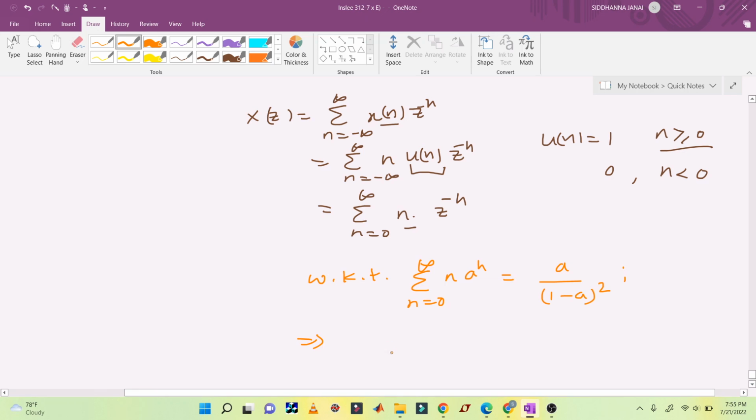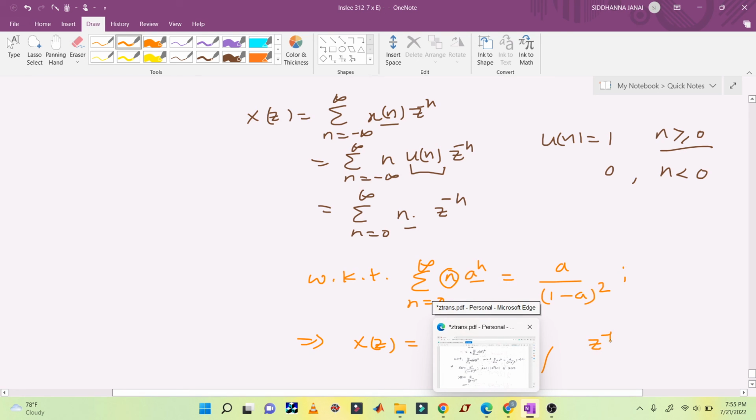That means we have X of z is equal to, this n will leave out only a, right? a to the power n. Here z to the power minus 1. That's why z inverse divided by 1 minus z inverse, whole square. This is X of z. No further simplification is required. And |z inverse| is less than 1, this is the ROC, because here |a| is less than 1. This is the condition for the equation we are using.